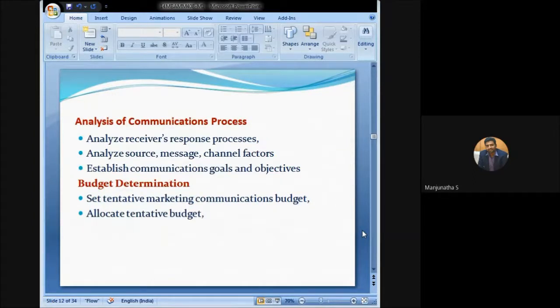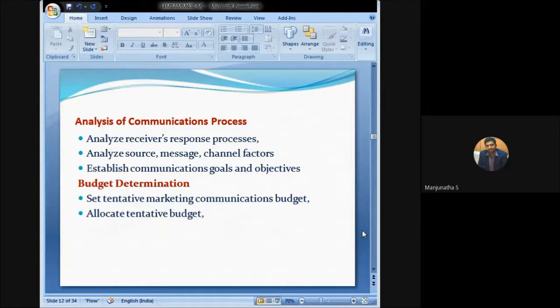Then in the analysis of communication process, they need to analyze the receiver response process. So who is going to purchase the product, they need to analyze, and after purchasing what response we may get. And also after they receive the communication, after they receive that advertisement, how they are going to react to our advertisement or promotional programs, that needs to be known.